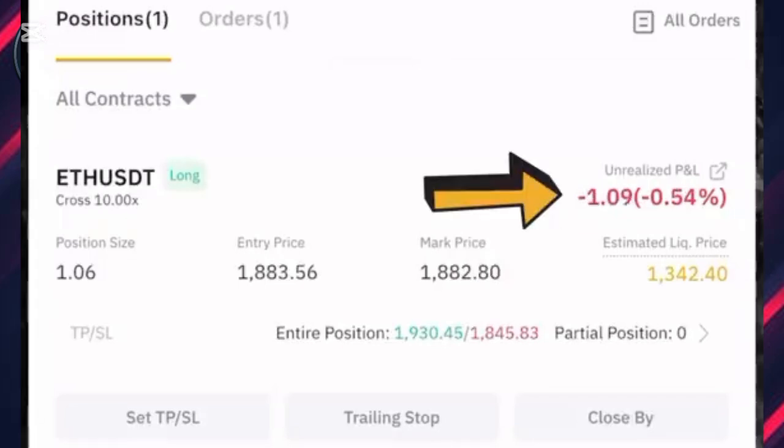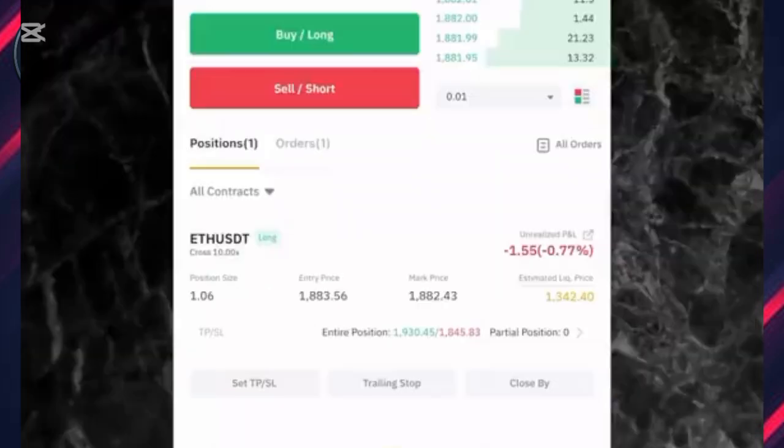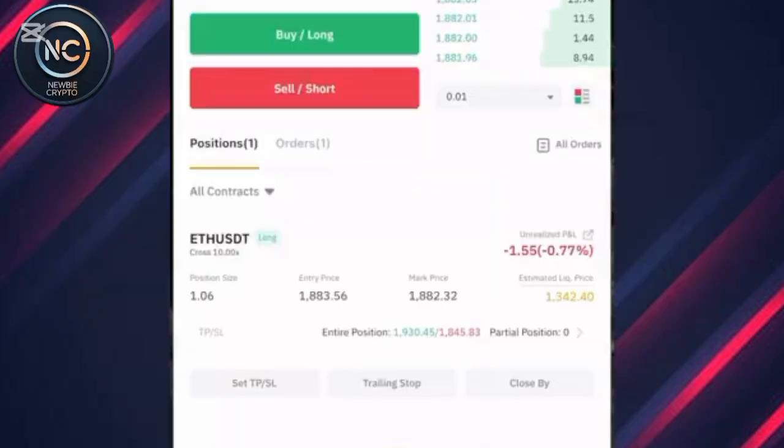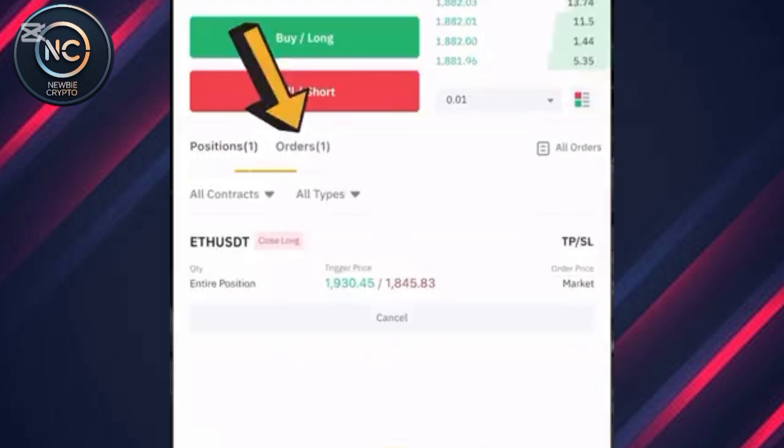And where you have unrealized P&L at the top, that's where you can see your profit or loss. So this trade is currently in a loss of 0.64%. So this is the information you need to take note of. And if you go under order right here, this is where you see your take profit and stop loss. So you can see this is my take profit with the one in green, and the one in red is my stop loss. Don't forget, I set the take profit by trigger by P&L, which for take profit is $50, for stop loss is $40.